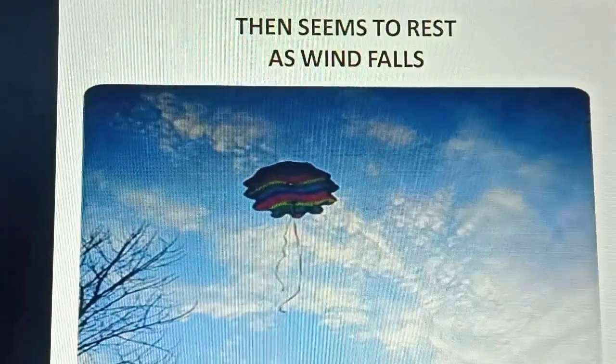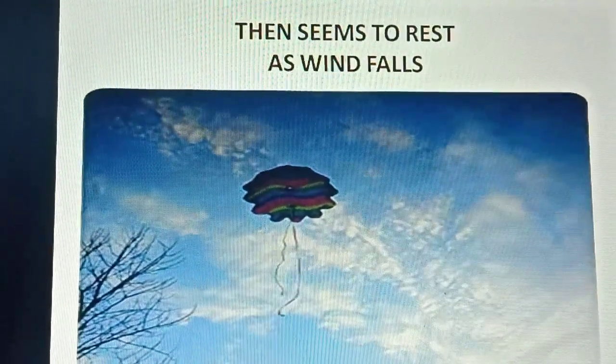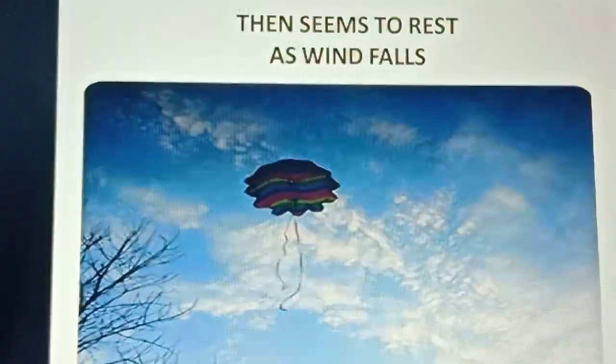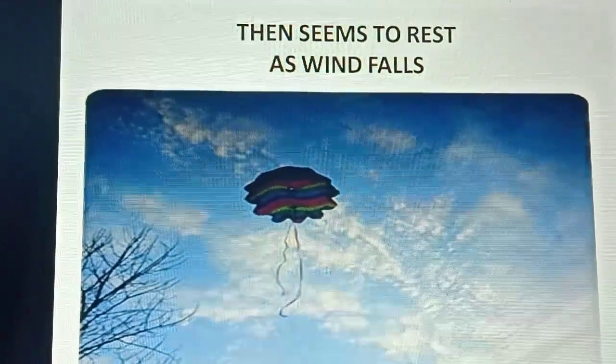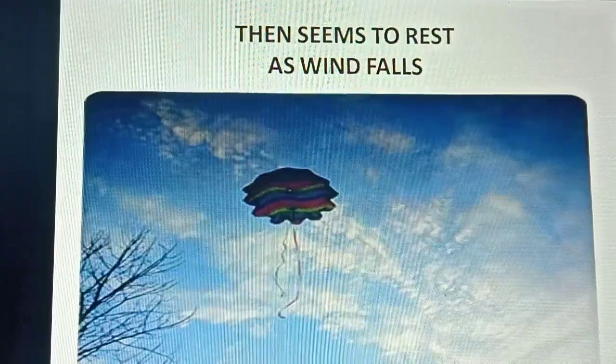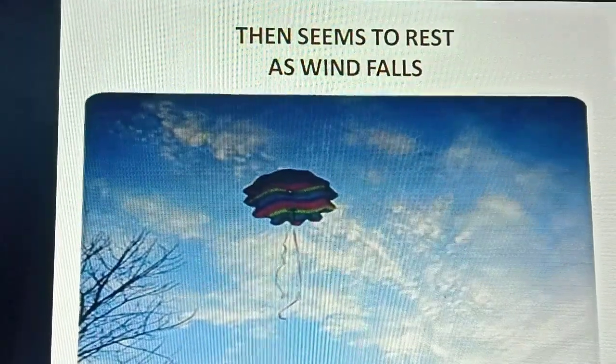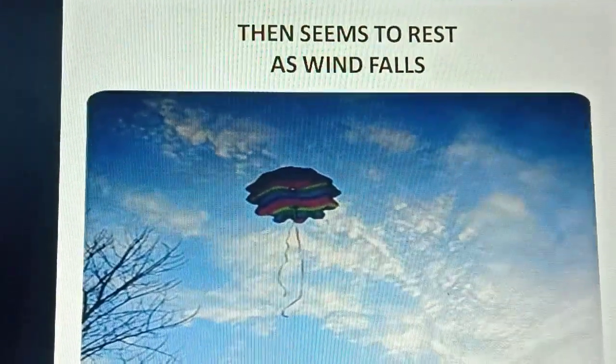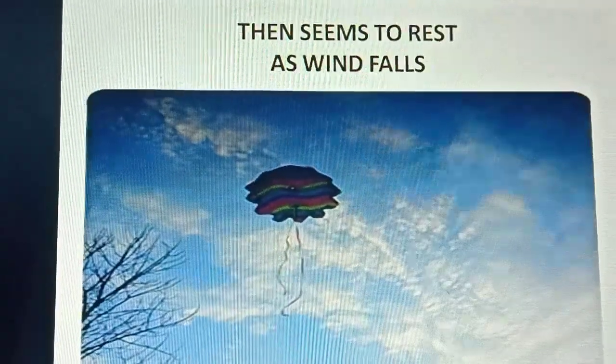So what is this meaning? The kite will fly only when there is a wind. What if the wind falls? If there is no wind, will the kite fly? No, the kite will start to fall down.